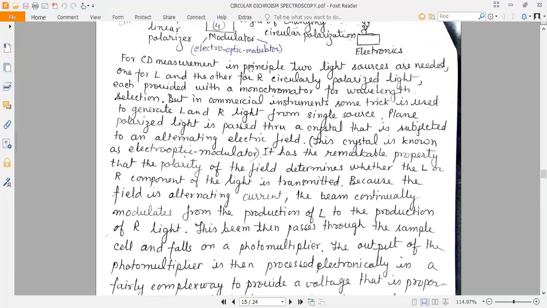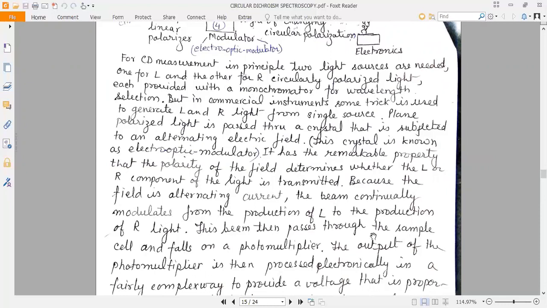जैसा कि पहले कहा गया कि दो सोर्स होने चाहिए L और R दोनों को प्रोड्यूस करने के लिए, लेकिन यहाँ पे एक ही सोर्स से दोनों वैरायटी प्रोड्यूस की जा रही है. इट हैज द रिमार्केबल प्रॉपर्टी दैट द पोलैरिटी ऑफ द फील्ड, उसकी फील्ड जो है वो कॉन्स्टेंटली चेंज होती है, और L और R कॉम्पोनेंट दोनों बाहर निकलते हैं बिकॉज द फील्ड इज ऑल्टरनेटिंग करंट, क्योंकि AC करंट है यहाँ पे चल रही है. द बीम कंटिन्यूअसली मॉड्यूलेट्स from the production of L to production of R. AC करंट की वजह से ये पॉसिबल हो जाता है.